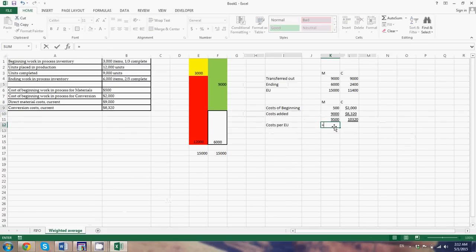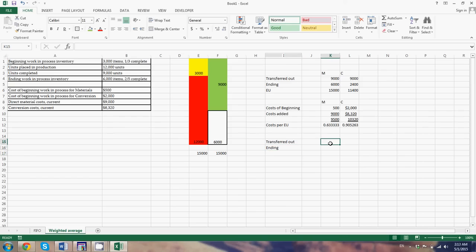And then we divide the total cost by whatever we get. This is a little bit weird, you have a lot of decimal points, but since we're using Excel, just leave it like that. Then the next step, we need to figure out the cost of transfer out and the cost of the ending. It's a little bit easier for the weighted average method.